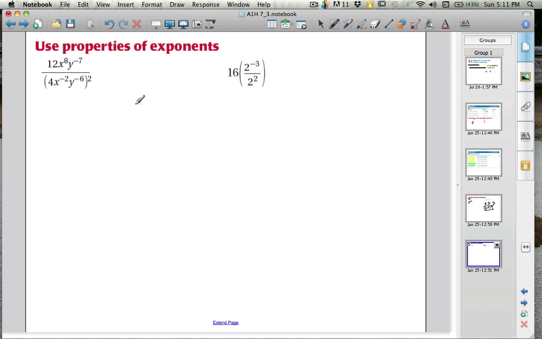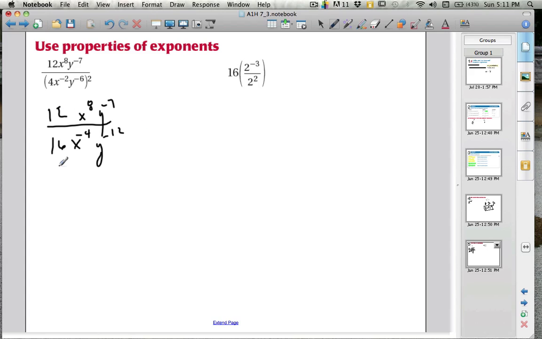Okay, and final example here. When we're working with individual items, what I like to do is think of the items as being in columns. For instance, I have coefficients, I have powers of x, and I have powers of y. I'm going to deal with them all separately. First I have to deal with this exponent, so I'm going to have 12, x to the 8th, y to the negative 7th, and then I'm going to square everything, so 4 becomes 16, x to the negative 2 becomes negative 4, y to the negative 6 becomes negative 12.